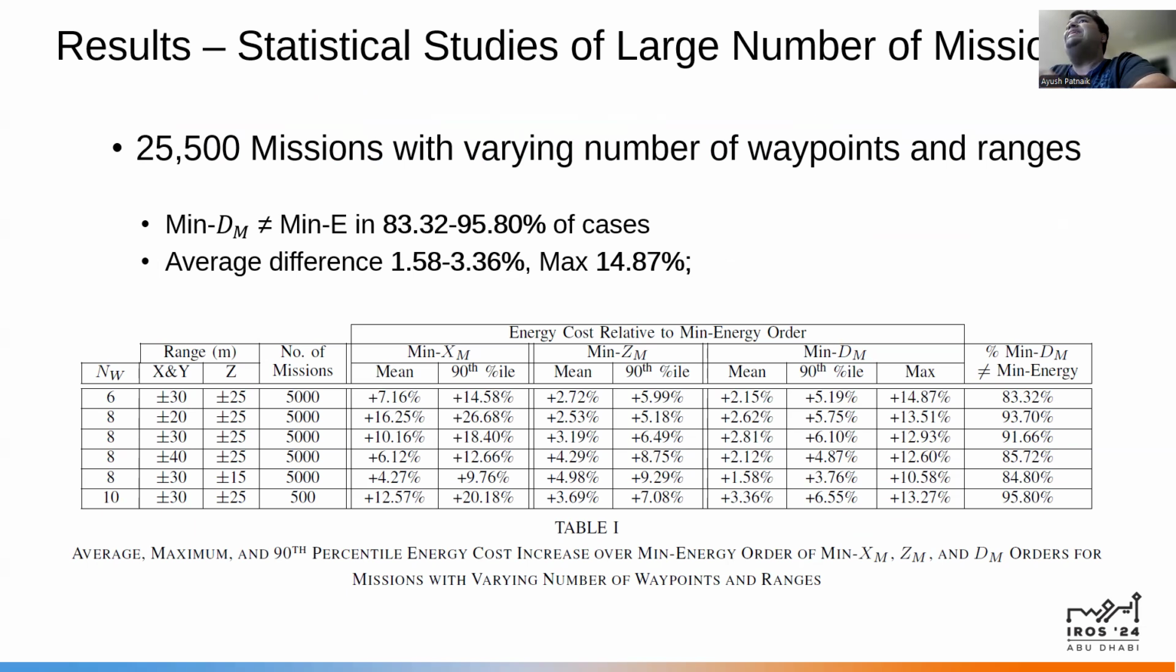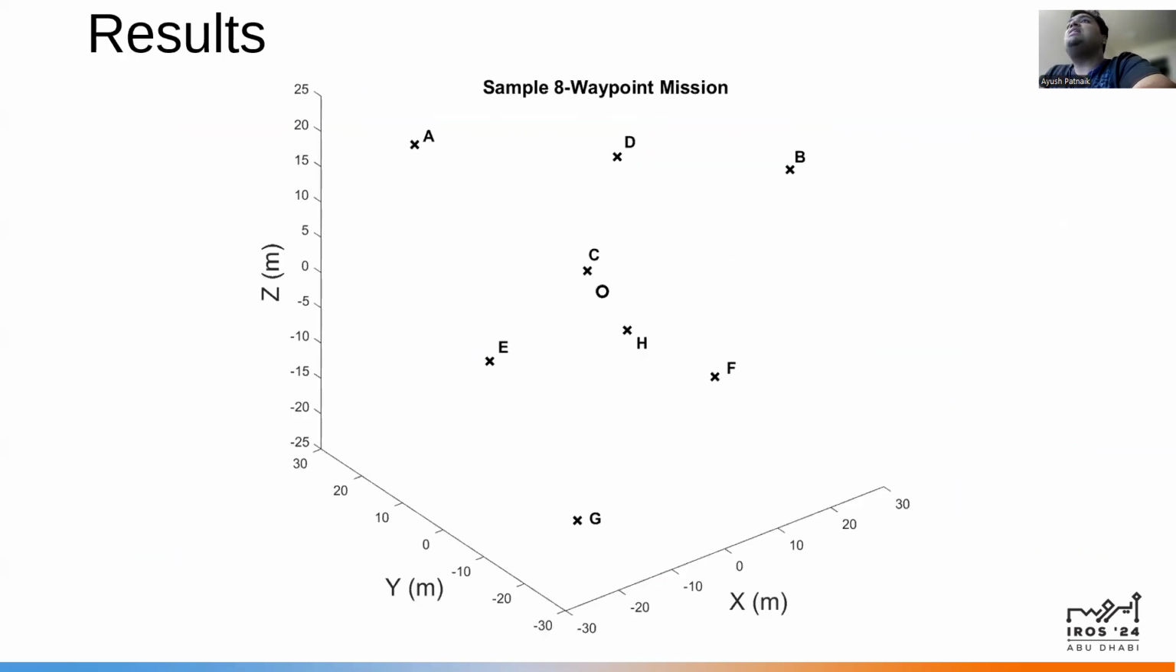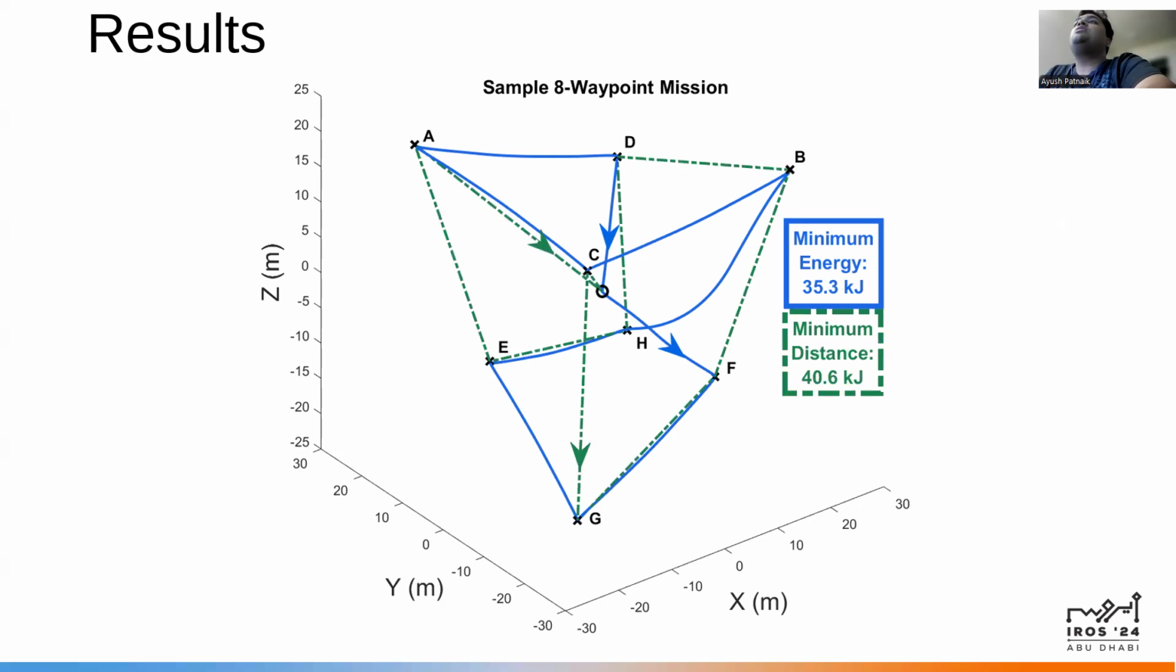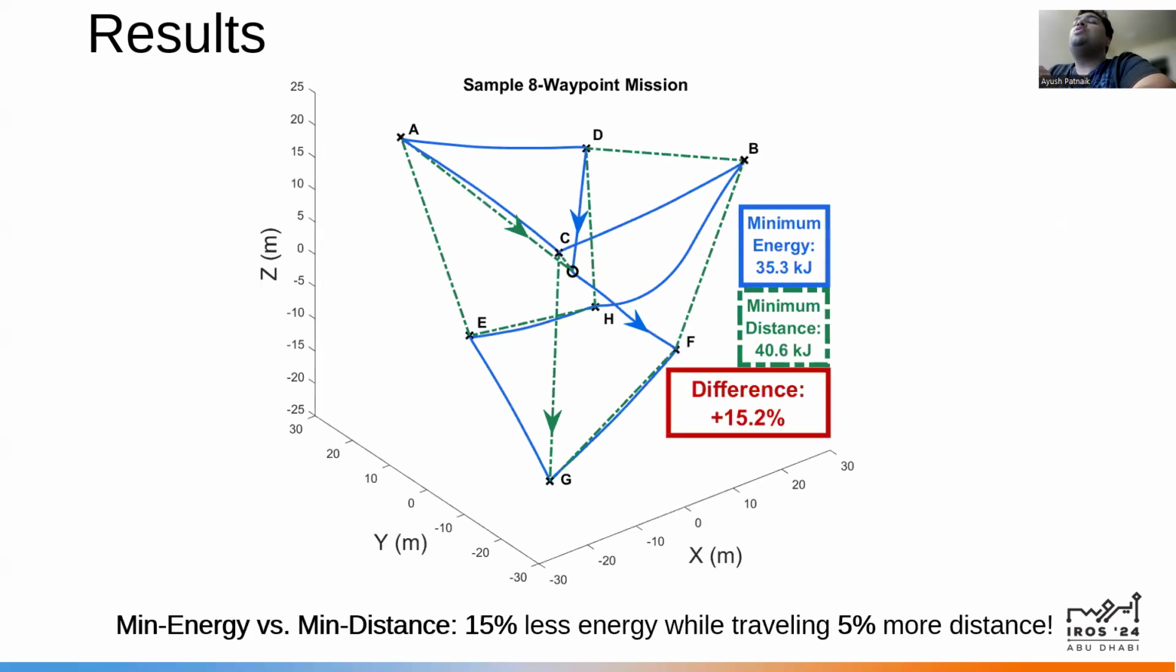We find that in 83 to 96% of cases, the minimum distance order and the minimum energy order do not agree. The difference in energy cost is between 1.6 and 3.4% on average, which can be as big as 14.9%. Specifically selected sample missions are used to analyze these results in more detail. For example, in this sample 8-waypoint mission, the minimum energy order uses 35.3 kilojoules, whereas the minimum distance trajectory uses 40.6 kilojoules, which is a difference of 15.2%, while minimum energy travels 5% more distance.